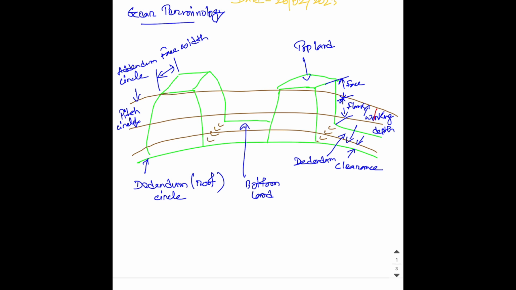Now I'm changing the color to find out the portions easily. So this portion is known as addendum. This portion is called circular pitch. This is known as tooth thickness. This portion is called space width.